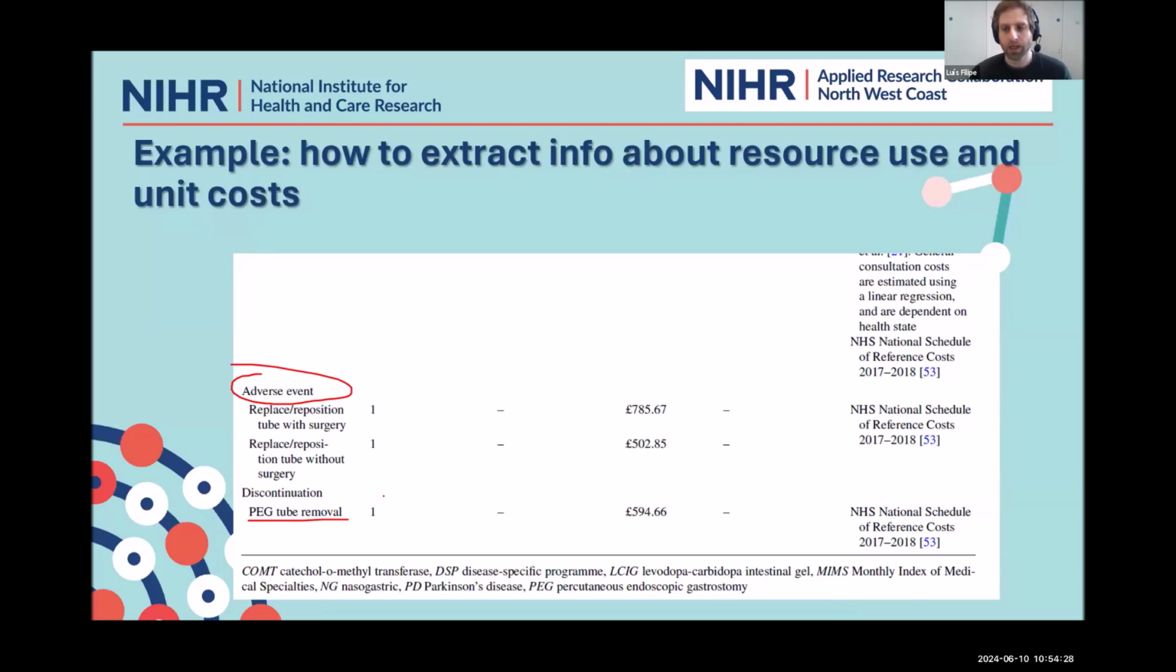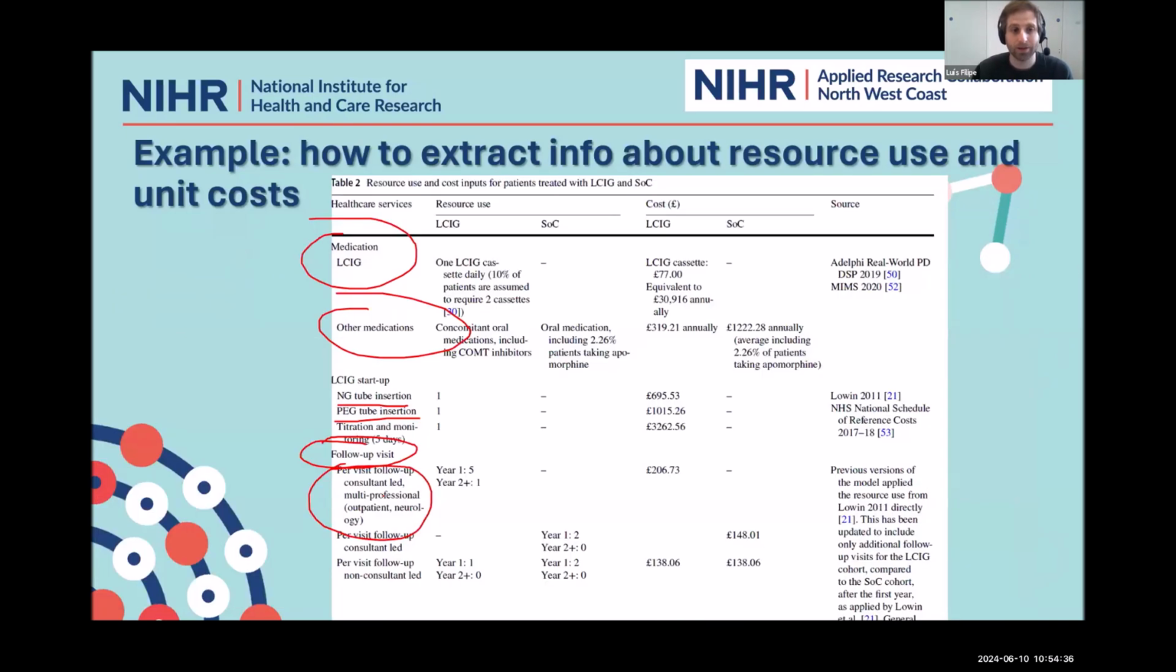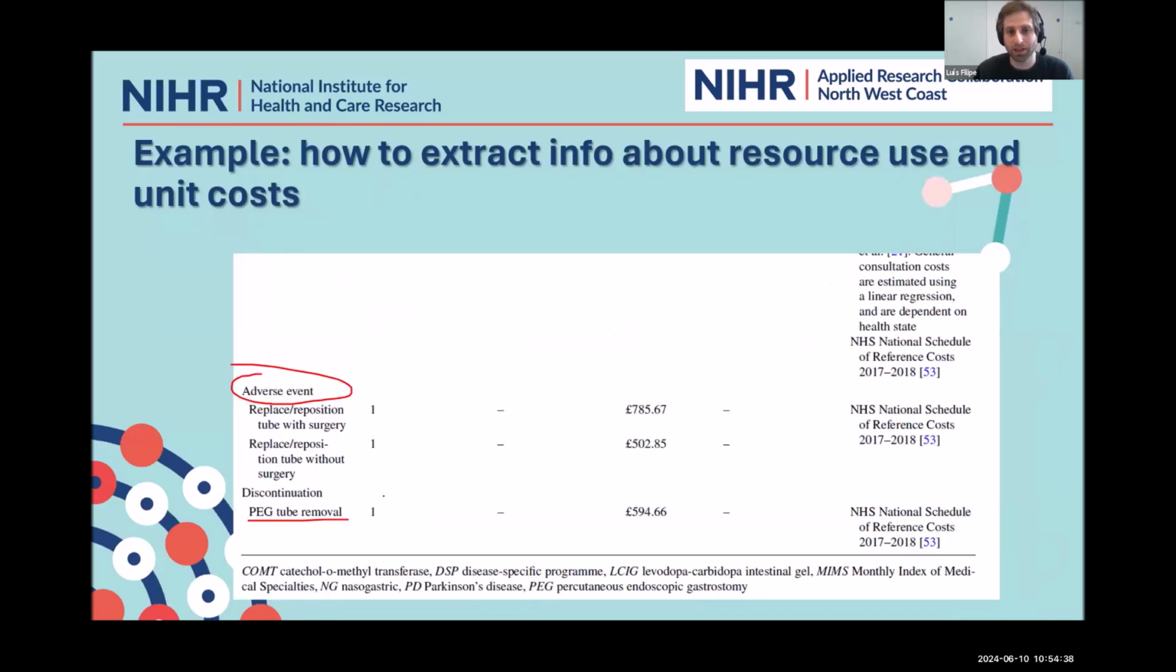So, okay, that's what you will have to do in your homework: check your papers, check what they say about the costs. Again, you may need to check the tables, but that will be it. Any questions?